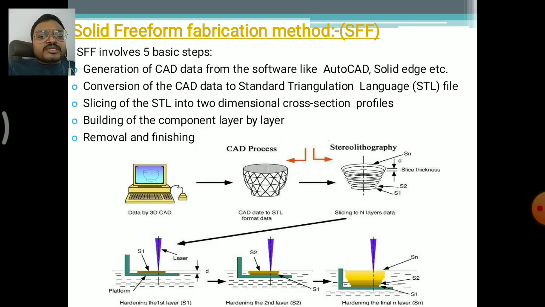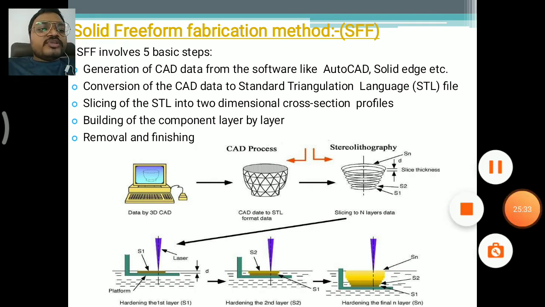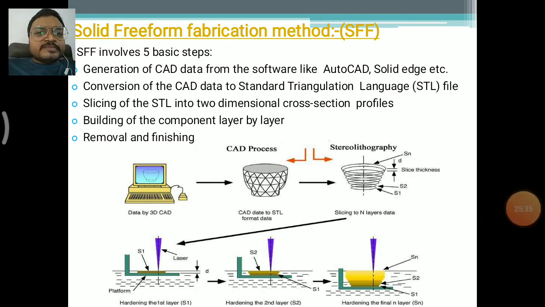Then the first layer is hardened. When the first layer is hardened, we can use the second layer. When the second layer is hardened, we can use the third layer. So we develop the component by building it layer by layer. After all the layers of the component are built, we remove it and use it for the finishing purpose. So this is the solid freeform fabrication method.